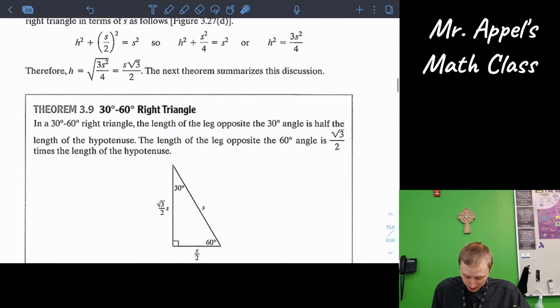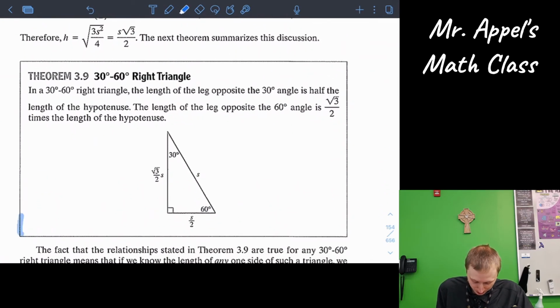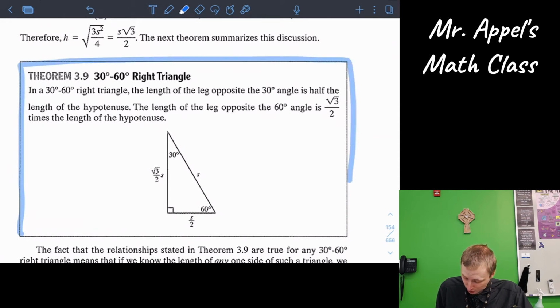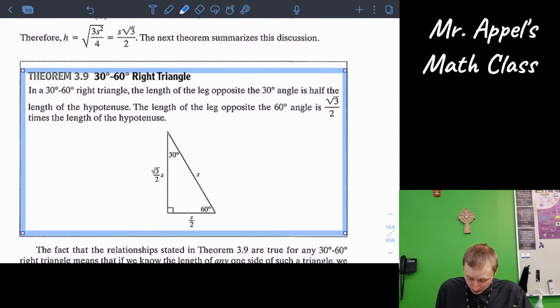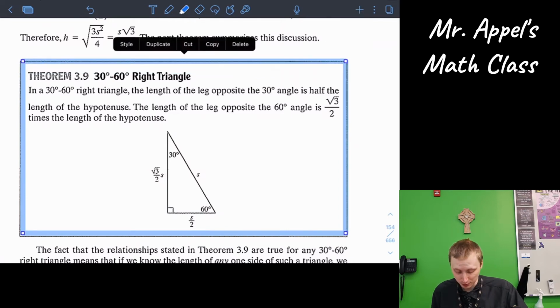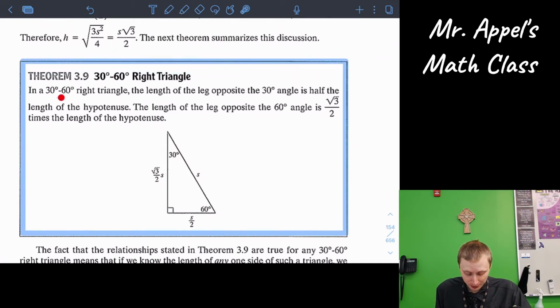So let's put it all together. Right? Add this guy to your notes. The shortcuts for a 30, 60, 90 triangle, or 30, 60 right triangle. In a 30, 60 right triangle, the length of the leg opposite the 30-degree angle is half the length of the hypotenuse. Okay? Length of the leg opposite the 30 is half. The length of the leg opposite the 60-degree angle is root 3 over 2 times the length of the hypotenuse.